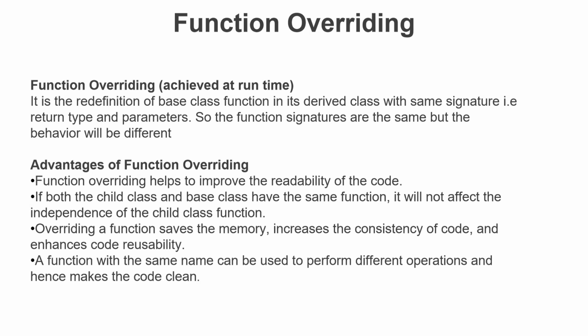Now we can see what is meant by function overriding. It is the redefinition of a base class function in its derived class with the same signature, that is return type and parameters. So the function signatures are the same but the behavior will be different. What are the advantages of function overriding? Function overriding helps to improve the readability of the code. Overriding saves memory, increases the consistency of the code, and enhances code reusability. A function with the same name can be used to perform different operations and hence makes the code clean.